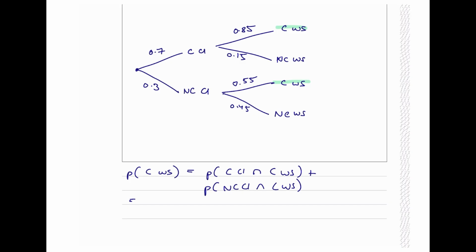So 0.7 times 0.85 is 0.595. And all we'll do is we'll sum that with 0.3 times 0.55, which is 0.165. Okay, so if we sum those together, we'll get 0.76.